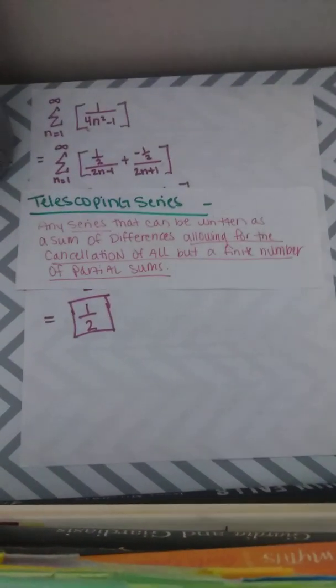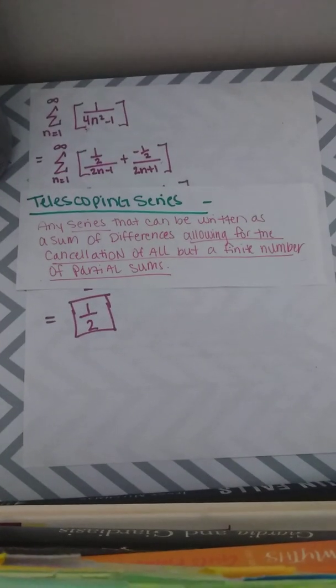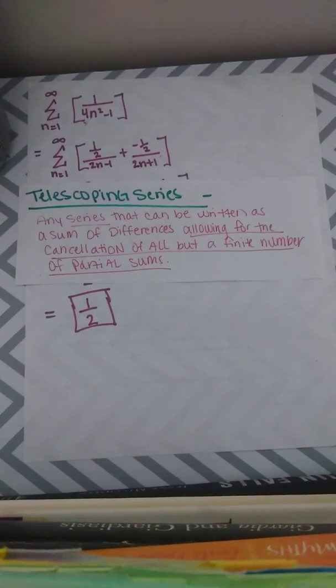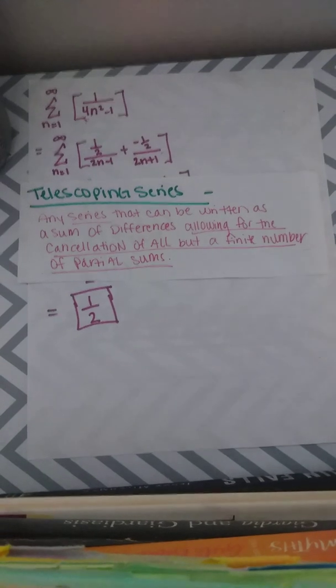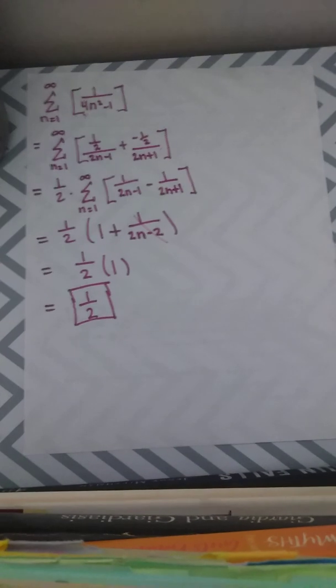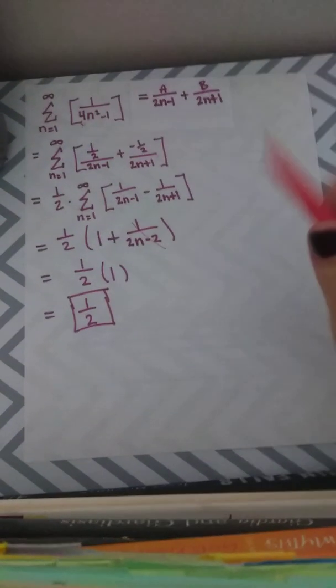For my example, I chose a telescoping series, which is just a series that allows for the cancellation of all but a finite number of partial sums. So just remember cancellation of partial sums. They're going to be important later, but for now, take a look at my denominator.